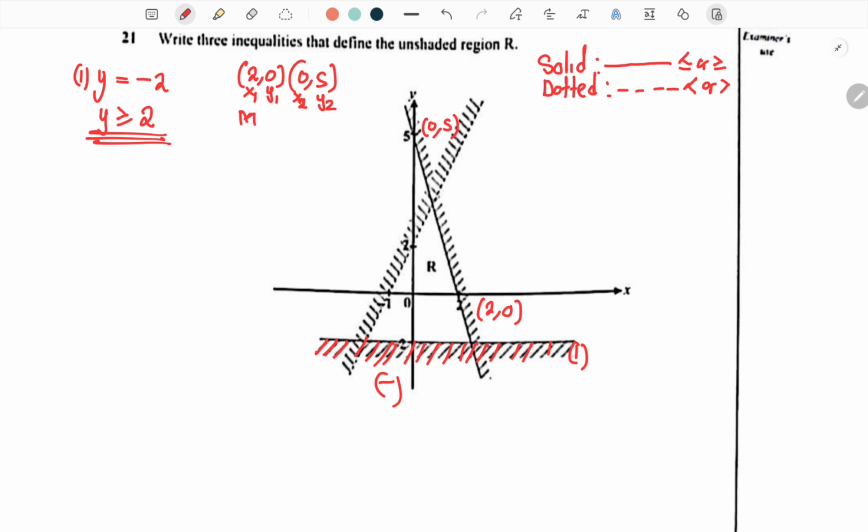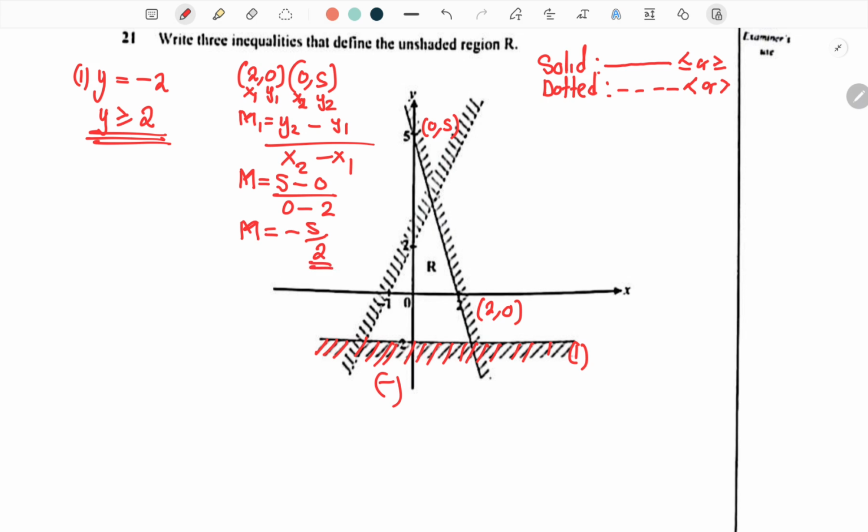Our gradient is going to be m1 is equal to y2 minus y1 over x2 minus x1. From there, we now find our gradient. What is y2? Y2 is a 5 minus, what is y1? Y1 is a 0 over, what is x2? X2 is a 0 minus, what is x1? X1 is a 2. Then your gradient is going to equal to minus 5 over 2.